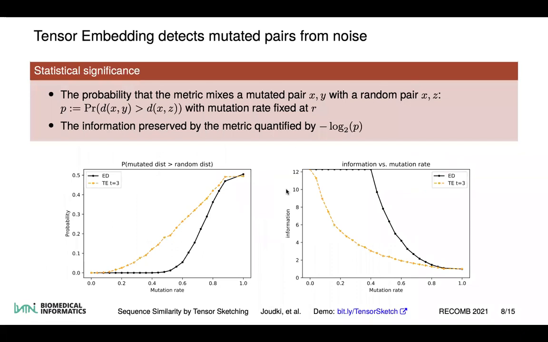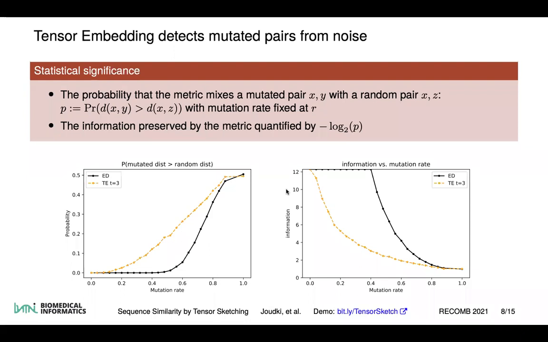One way to do that is basically viewing this from the prism of statistical significance. So it's similar in a sense that we quantify how well the metric detects a mutated pair from a random pair. So more precisely, we take a sequence X, we mutate it by a rate R, and then we compare that pair to another sequence which is entirely random, sequence Z. And obviously, if this metric is working well, there should be very few cases where it confuses them with a random one.